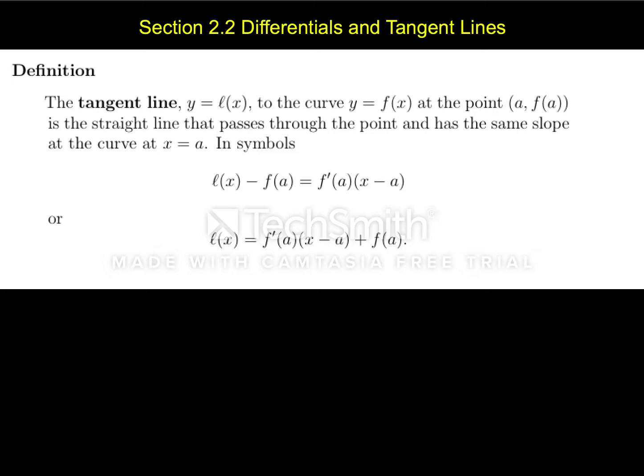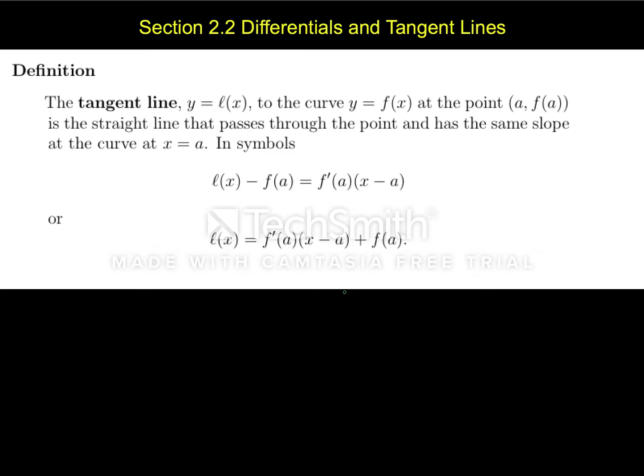the curve. In other words, we have that L of x, the y coordinate of our line, minus f of a, the y point on the line, is equal to the slope of our curve, so it's going to have the same slope as our curve, times x minus a. This is just the point-slope form, or we could rewrite it and say that the line is equal to the slope of the curve times x minus a plus f of a. This is the standard form of the tangent line.